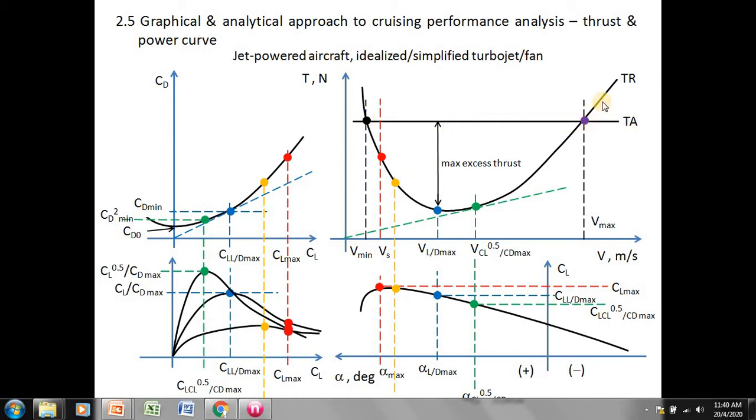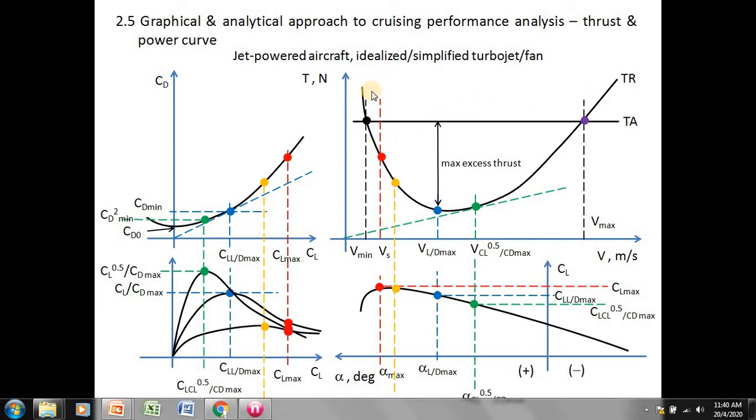And this is for one specific altitude. One specific altitude. I repeat again, only one specific altitude. So I have not yet discussed the effect of altitude. This is assuming that it only happens at one specific altitude, for example, at sea level.